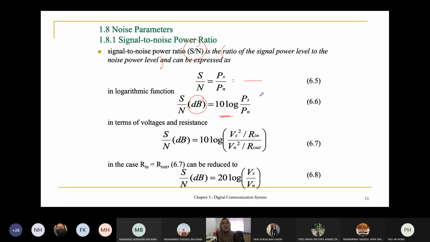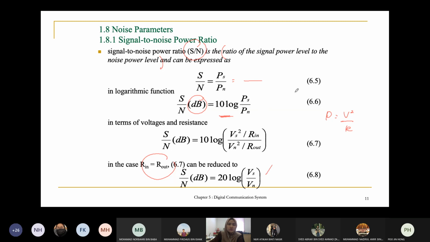Okay, so you can also calculate the signal to noise ratio using voltage and also resistance. So you know that P is equal to V squared over R. So this Ps here you can change into Vs squared over R in. For Pn you can change it into Vn squared divided by R out. Okay, so in the case of R in equals R out, this equation can be reduced to 20 log Vs divided by Vn.